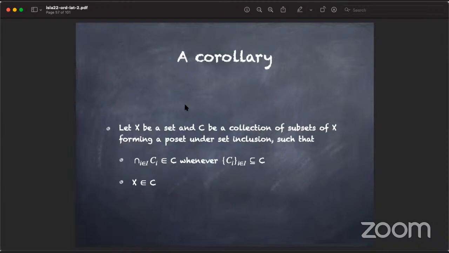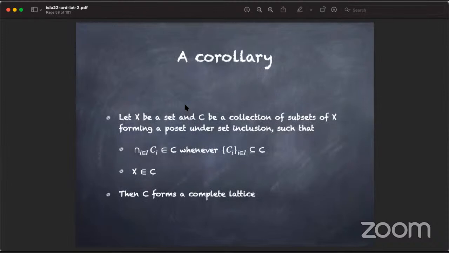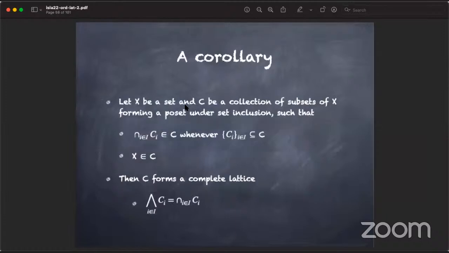C will be a complete lattice. Exactly, C forms a complete lattice. So that's what the earlier theorem gives me, that C forms a complete lattice. And moreover, you already have the intersection is in C, which means that the meet will be given by the intersection. And how do we get the join?